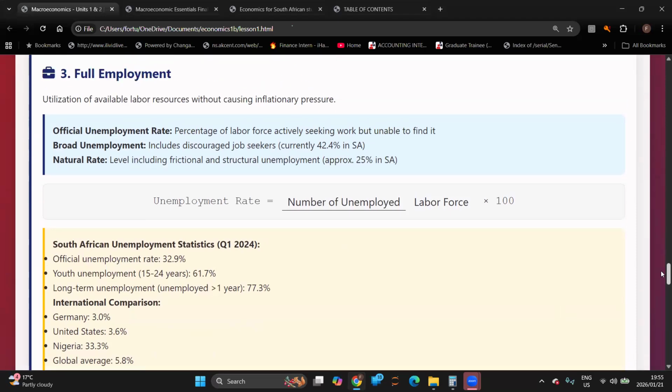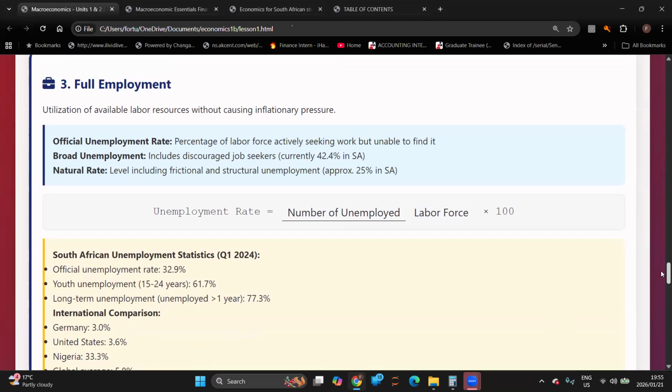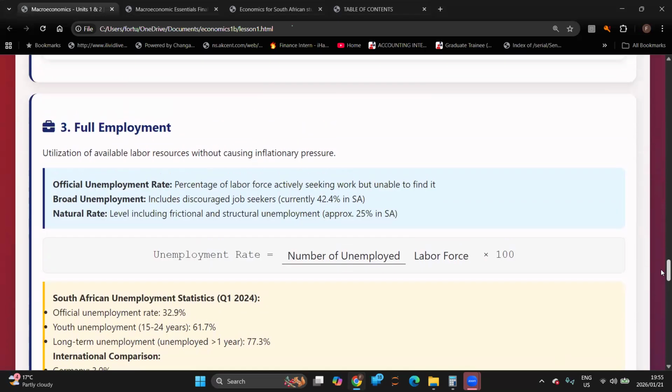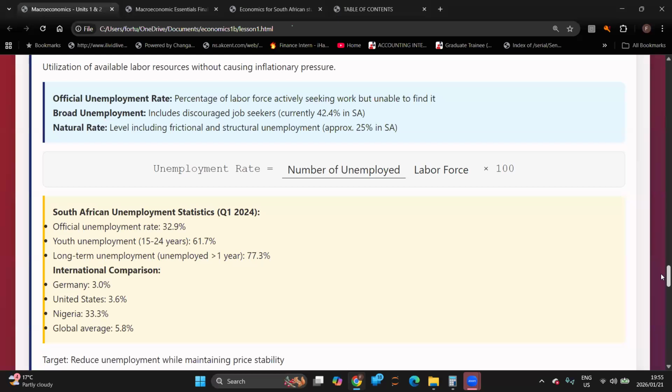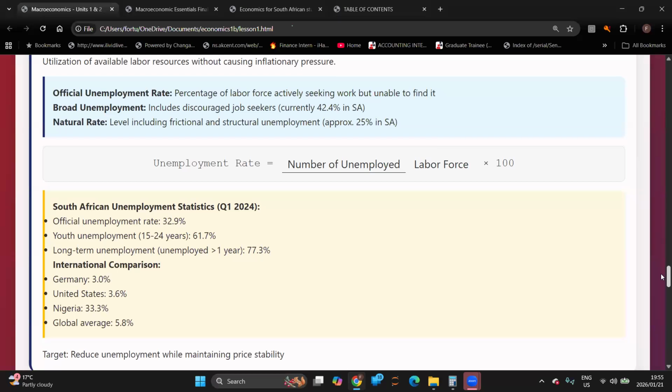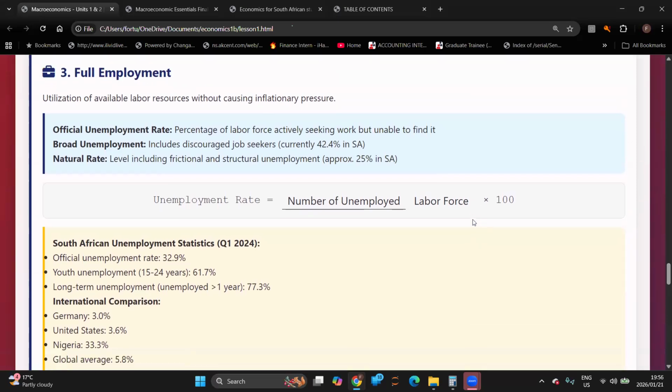So you can then see the difference between the first world economies and some of the African economies that we have. All right, so I don't know if anyone has any question regarding unemployment, full employment.